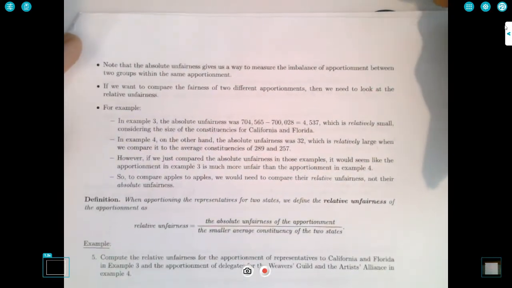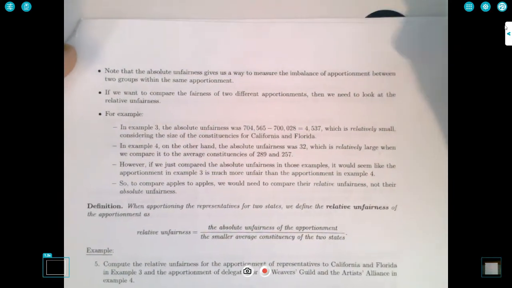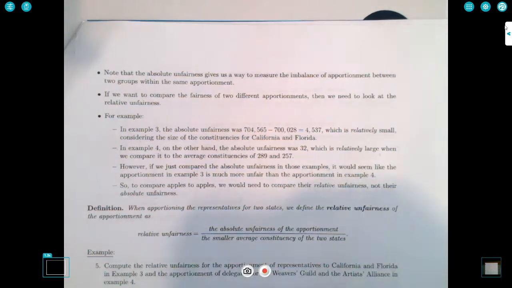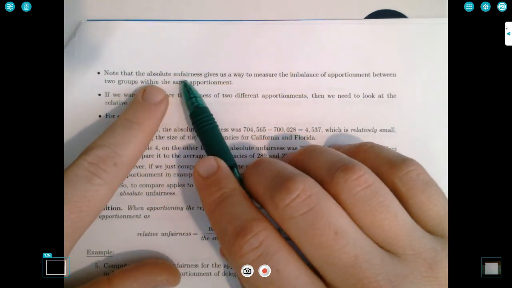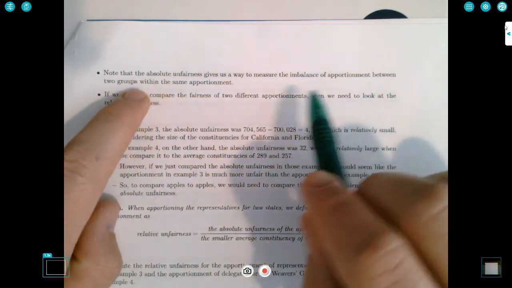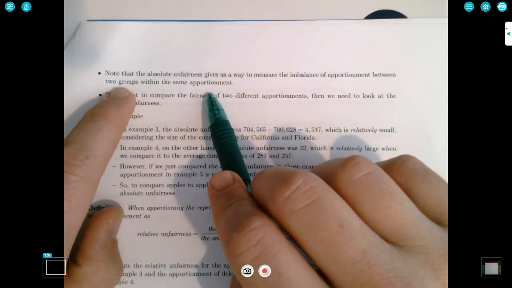The last concept in this lecture is the relative unfairness. We're going to talk about it because the absolute unfairness is not a great way to compare the fairness of two different apportionments. The absolute unfairness, which we just looked at, gives us a way to measure the imbalance of apportionment between two groups within the same apportionment.